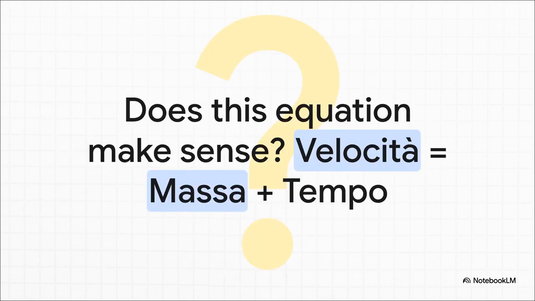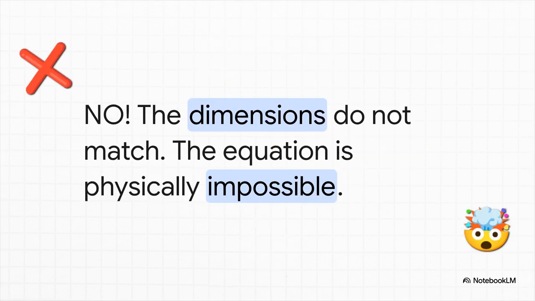So let's put it to the test. Imagine you're rushing through an exam. You've been scribbling away, and you end up with this formula. Velocity equals mass plus time. Before you even think about plugging in numbers, you should ask yourself, does this equation even make sense? No way. It's complete nonsense. And the best part is, you know it's wrong without doing a single calculation. The units themselves scream that there's a problem.